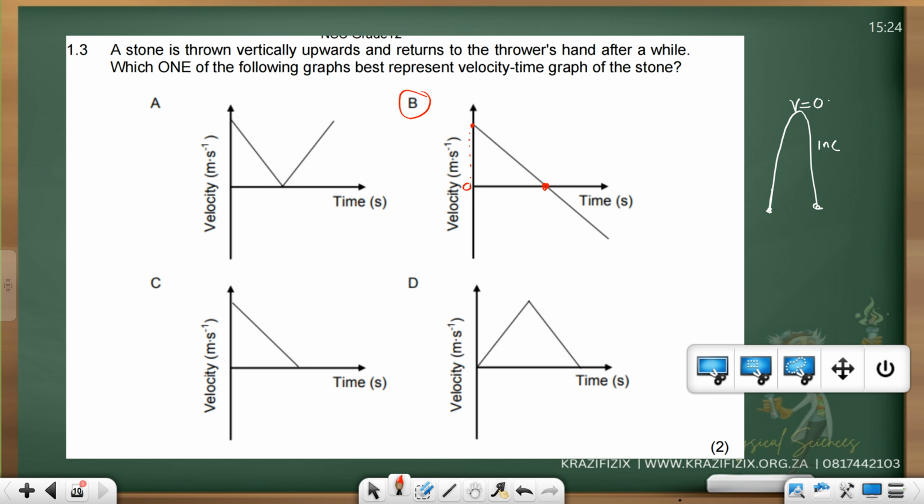Can I change this? If I put speed, what is going to be the correct answer? Will it still be B? Let me help you, it's not B. What's speed and velocity? Speed is a scalar. Velocity is a vector quantity.